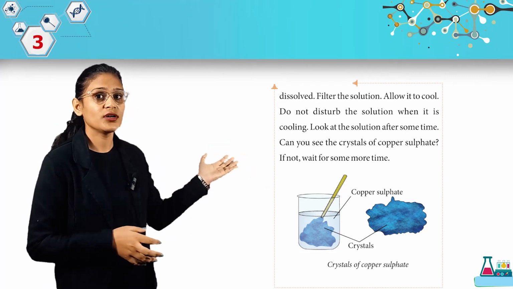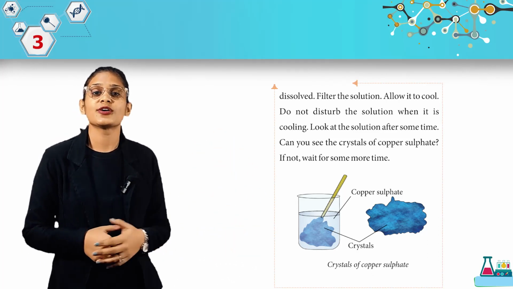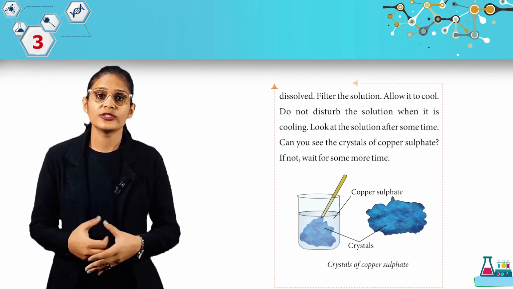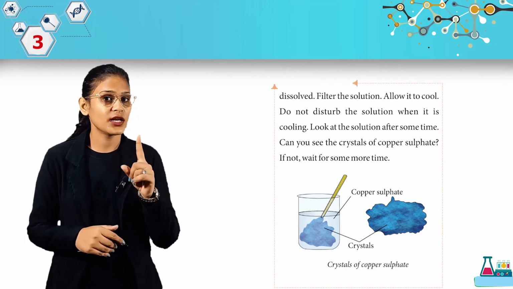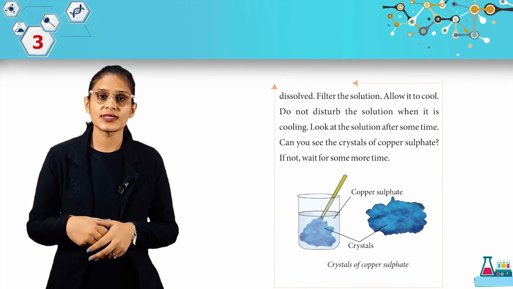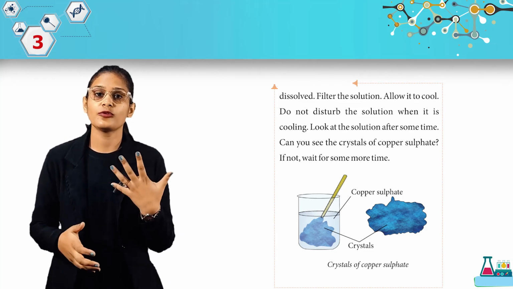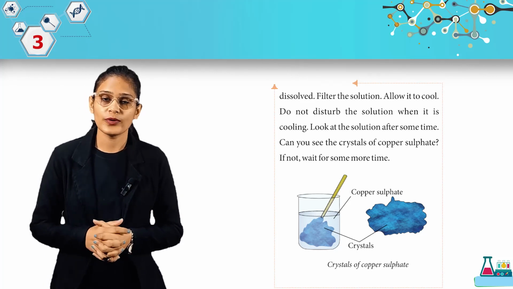Here, look at this picture. We have copper sulfate crystals. So students, what you have to do? You have to take water in a beaker and add a few drops of dilute sulfuric acid in it. Then keep adding copper sulfate to it and keep stirring, until it stops mixing in it. After that, you have to leave your solution for some time. Then you see the crystals of copper sulfate.